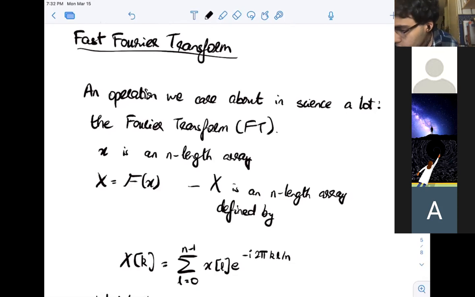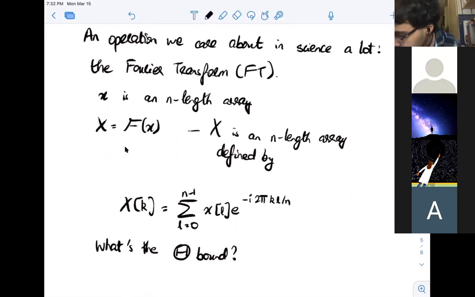So it's defined like this, and hopefully my capital X's and little x's are distinguishable here. This one's capital, this one's little. I'll try to do little x with the script. So if I've got x, little x, an n-length array, then its Fourier transform, this script F of x, is also an n-length array, where you have this formula for every one of the constituent elements in the transform.